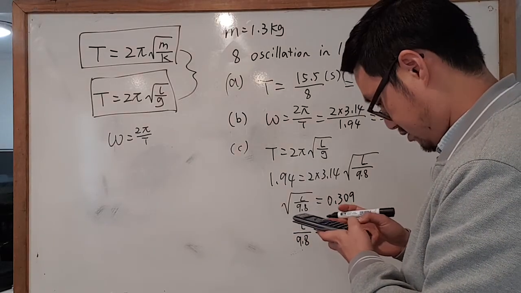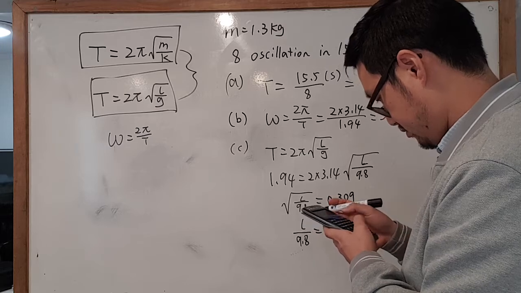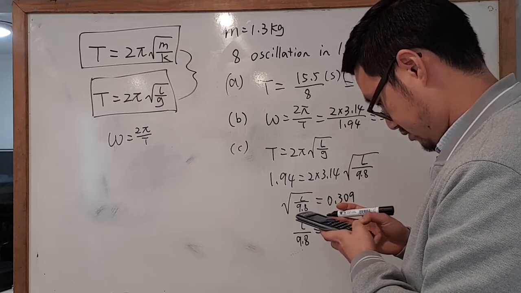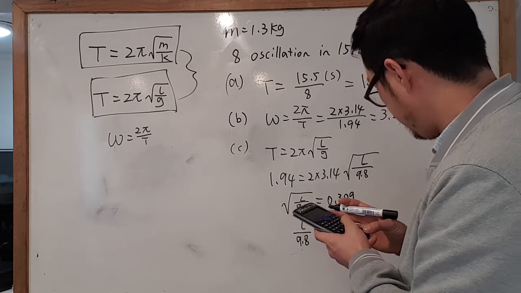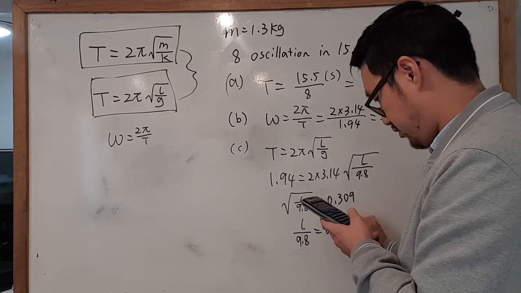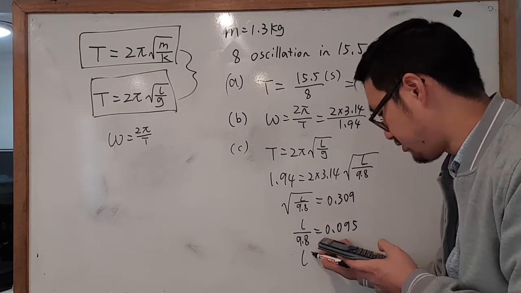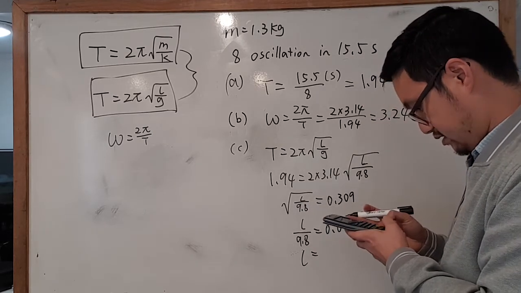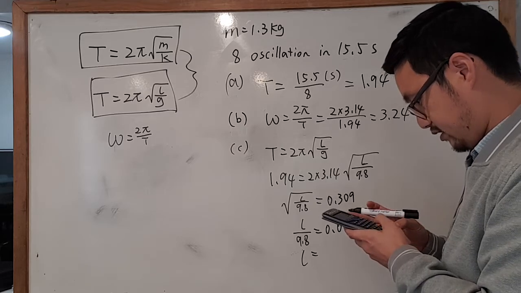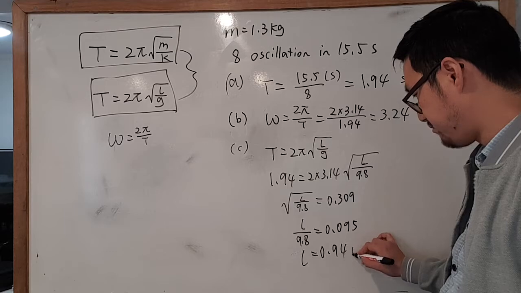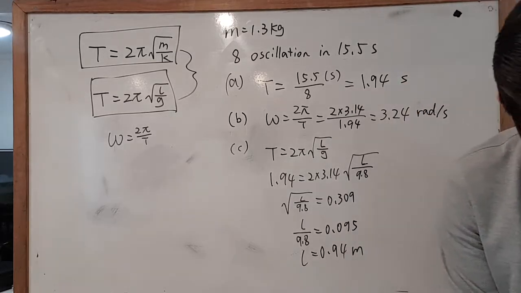And then square root of L divided by 9.8 equals 0.309. Squaring, 0.309 multiplied by 0.309 gives me 0.095. And then L equals 0.095 times 9.8, which is 0.94 meter. So that's the length.